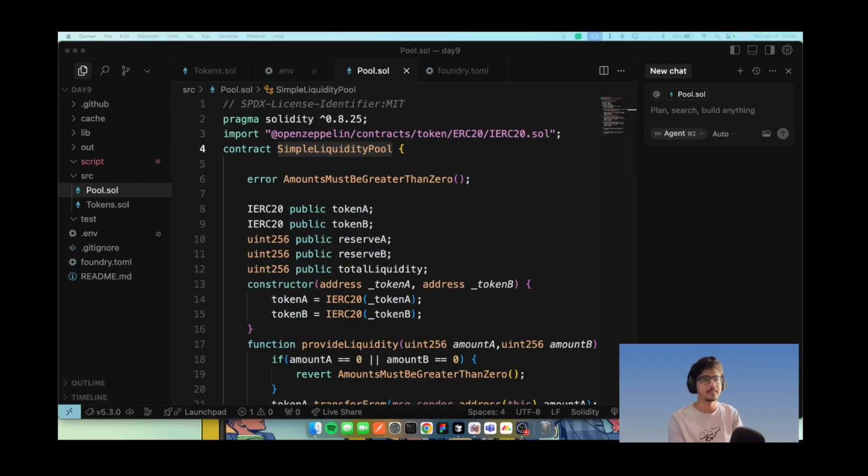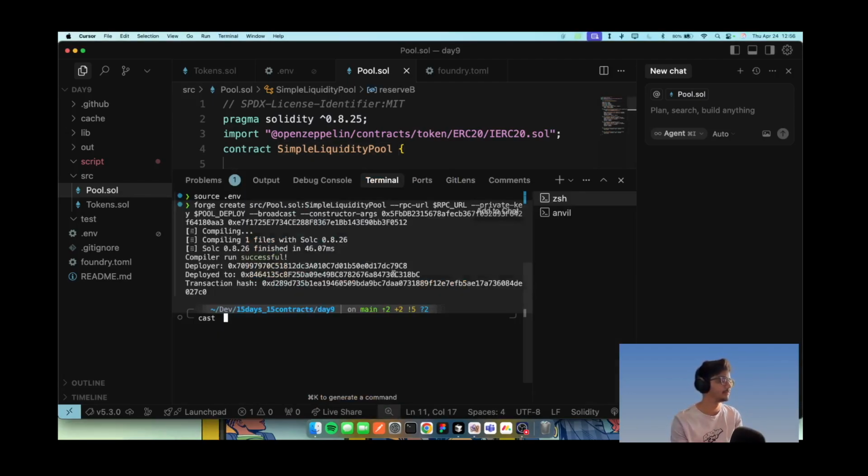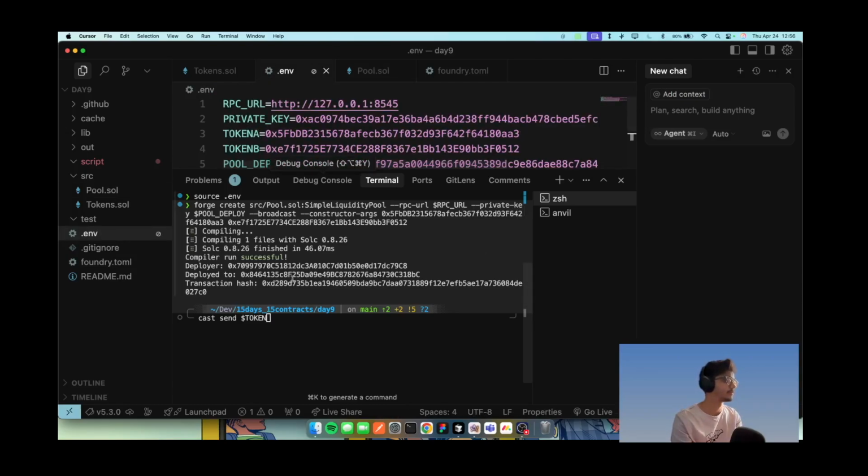So let's get back here, and we will first call the approve here. So cast send $TOKEN_A, that's what we have written here, right? Token A, and then we call the approve function. Okay, and we need an address and an amount, so uint256, and let's say the address is the pool.